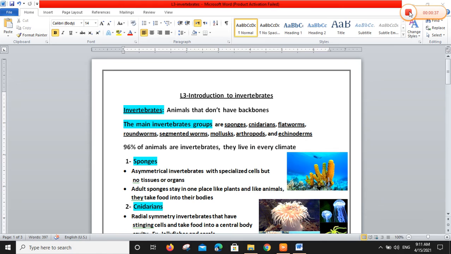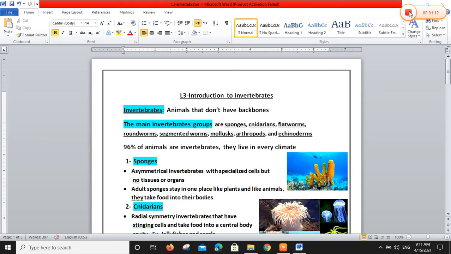Invertebrates are animals that do not have backbones, and vertebrates are animals that have backbones. In this lesson we will speak only about invertebrates. The main invertebrate groups are sponges, cnidarians, flatworms, roundworms, segmented worms, mollusks, arthropods, and echinoderms.